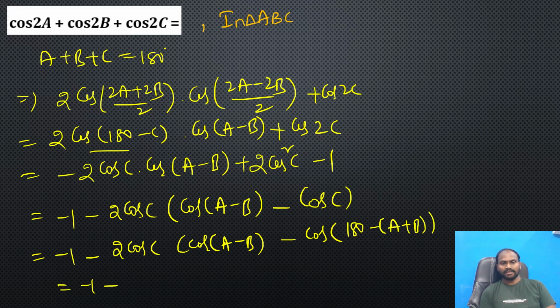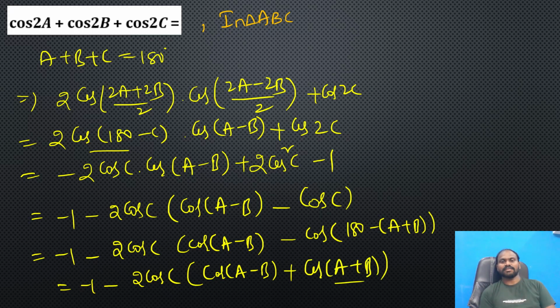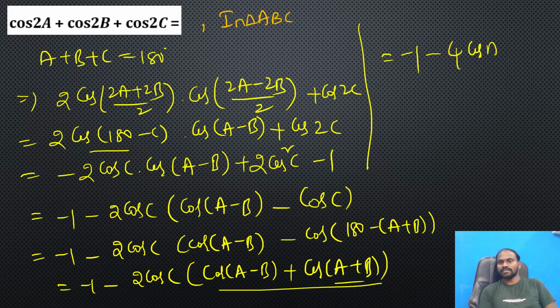So minus 1 minus 2 cos C cos of A minus B. 180 minus theta is what, Nana? Minus cos theta. So plus cos of A plus B. Now again you can see that cos of A plus B plus cos of A minus B is 2 cos A cos B. So what is your answer, Nana? Minus 1 minus this is 2 cos A cos B and this is 2 cos C. So total 4 cos A cos B cos C. This is how we can prove it. Right.